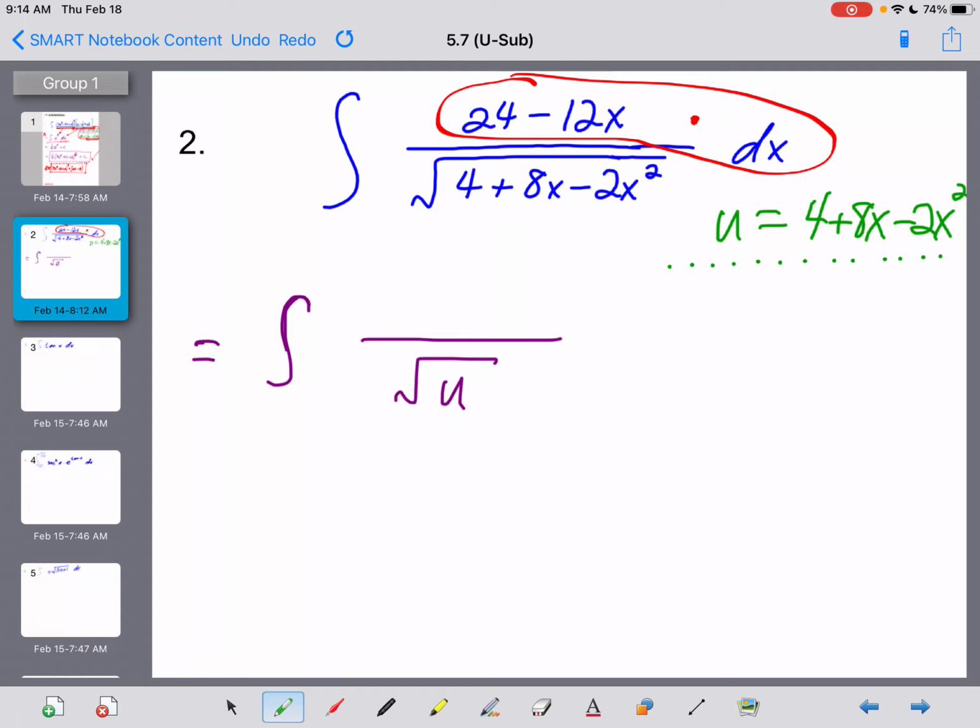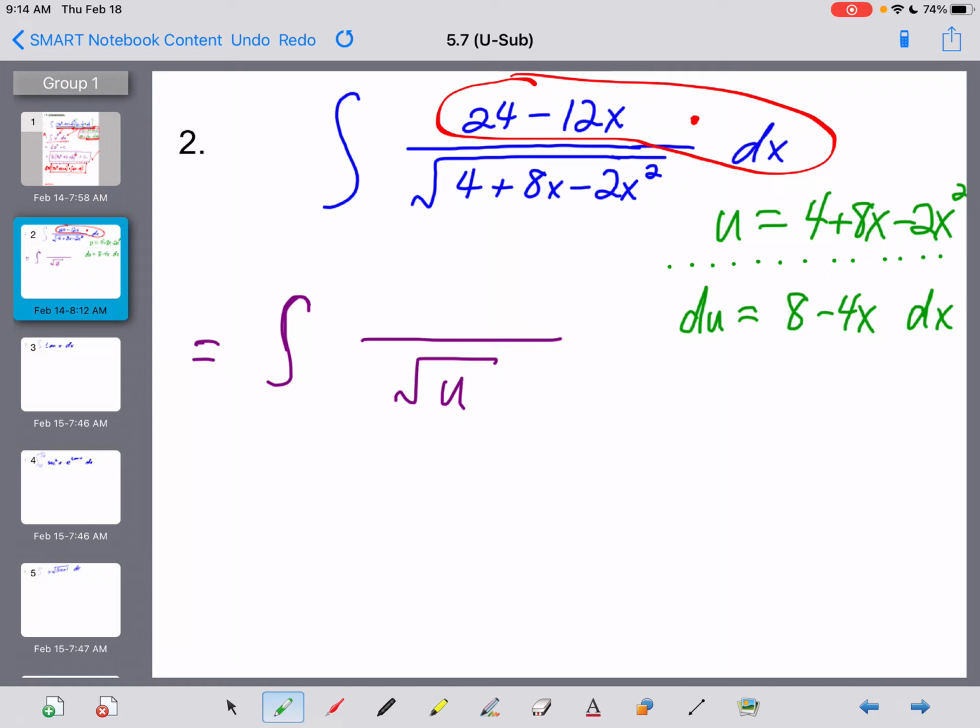So learning the shortcut I came up with on the last one, this is now going to be du. I won't bother writing du over dx because I'm just going to move the dx anyway, equals the derivative of 4 plus 8x minus 2x squared, which is going to be an 8 and then a minus 4x, multiplied by dx. Technically, there's parentheses around the 8 minus 4x, but we really don't need that if we can just remember what we're doing.